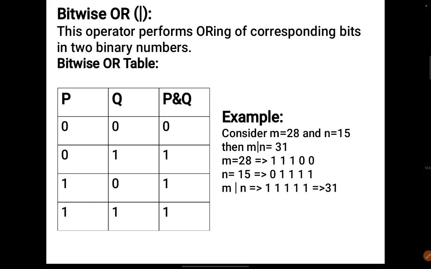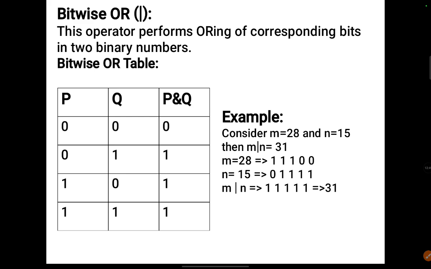Bitwise OR: these operators perform ORing of corresponding bits in two binary numbers. Bitwise OR table: if both are 0, it gives 0. If one is 0 and another is 1, it gives 1. One is 1 and another one is 0, it gives 1. If both are 1, it gives 1.